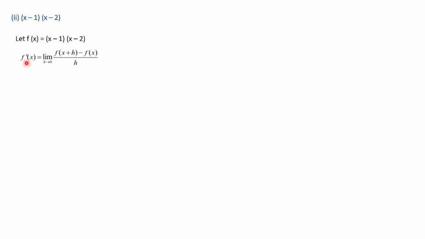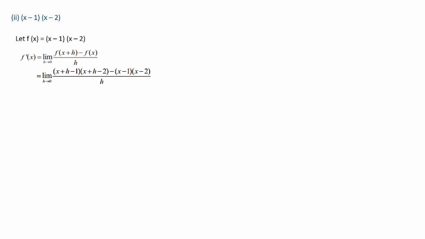Then by using the first principle, f dash x is equal to limit h tends to 0, f of x plus h minus f of x divided by h. Let's find f of x plus h. Simply replace this x and put x plus h, that is f dash x is equal to limit h tends to 0, f of x plus h. Here x replaced by x plus h, that is x plus h minus 1, it is written here, into x plus h minus 2, it's written here, minus f of x. F of x is this one, same function, x minus 1 into x minus 2, divided by h.